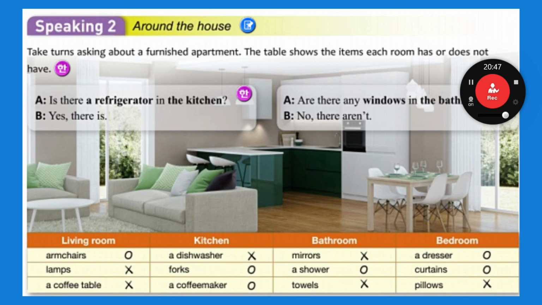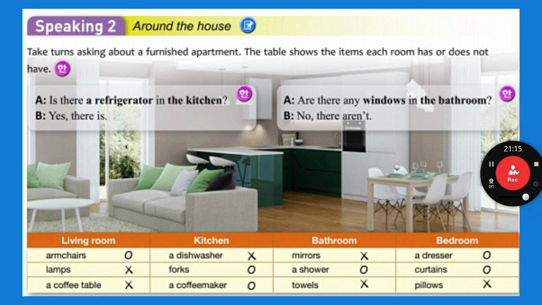Listen and repeat. Is there a refrigerator in the kitchen? Yes, there is. Are there any windows in the bathroom? No, there aren't. This person is looking for an apartment and is asking what is in the apartment. Now we're going to do this with the living room.